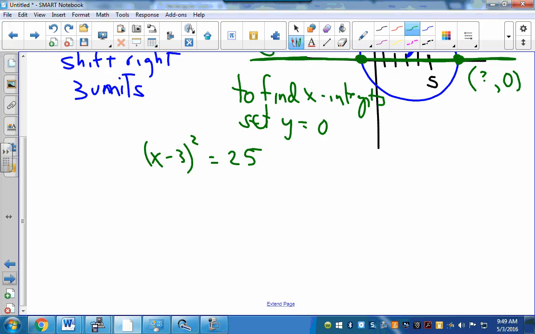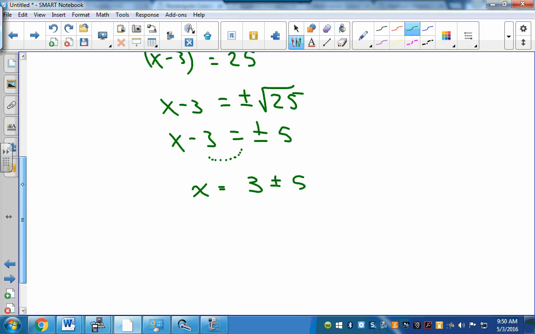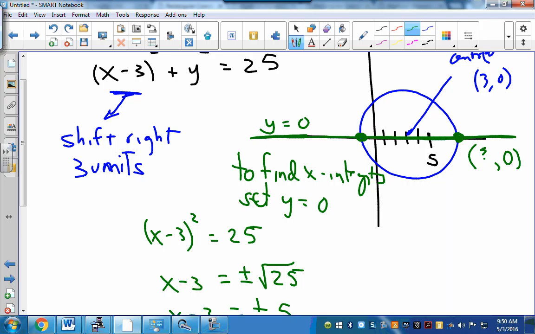So the square root of x minus 3 squared is x minus 3, and the square root of 25, let me be very explicit there, is plus or minus the square root of 25. Whenever you take the square root of both sides of an equation, don't forget the plus or minus. So we get x minus 3 as plus or minus 5. At this stage, we would move the 3 to here. So x becomes 3 plus or minus 5. That's obviously two numbers. 3 plus 5 is 8, and 3 take away 5 is negative 2. So this is 8 here, and this one here is negative 2. So we found the two x-intercepts pretty quickly.